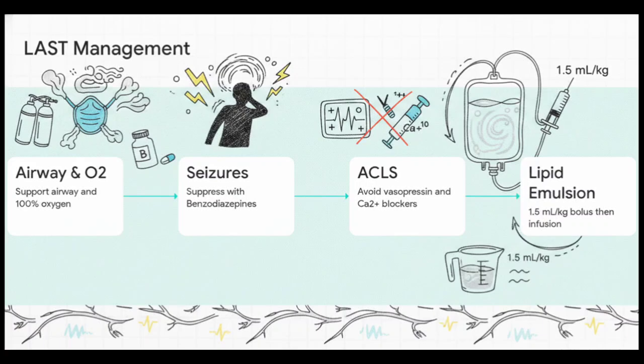Definitely avoid propofol if they're cardiovascularly unstable. Step 3 is modified ACLS, meaning avoid vasopressin and calcium channel blockers. And keep your epinephrine very low. Finally, step 4 is the silver bullet. Administer 20% lipid emulsion therapy as a 1.5 milliliter per kilogram bolus.